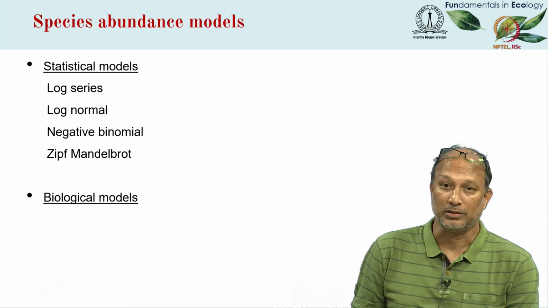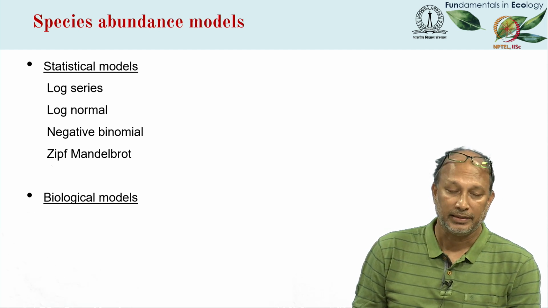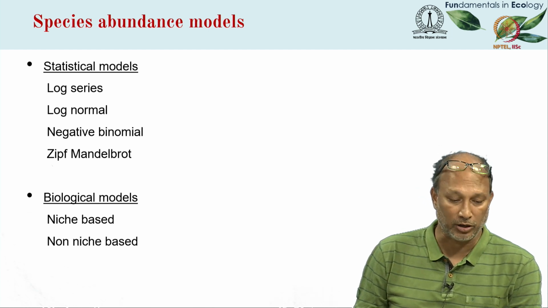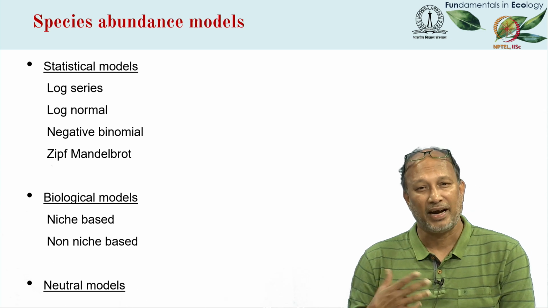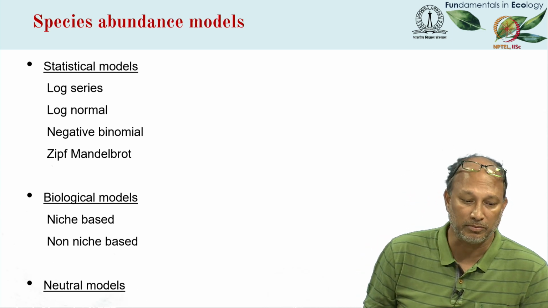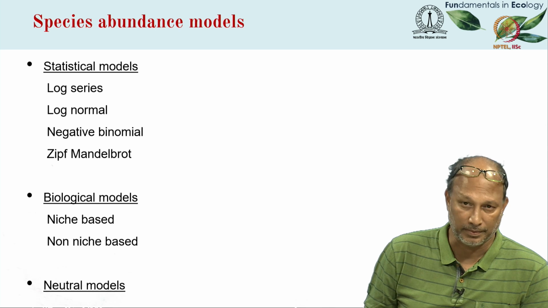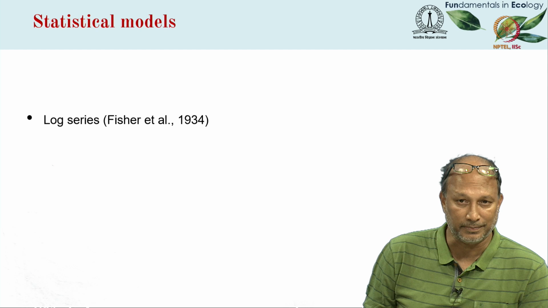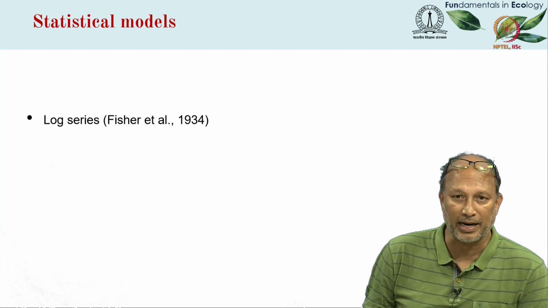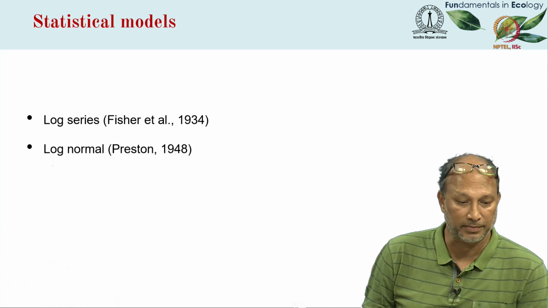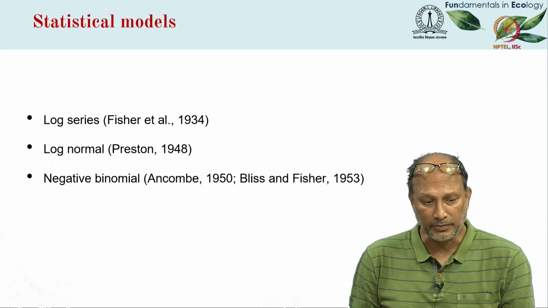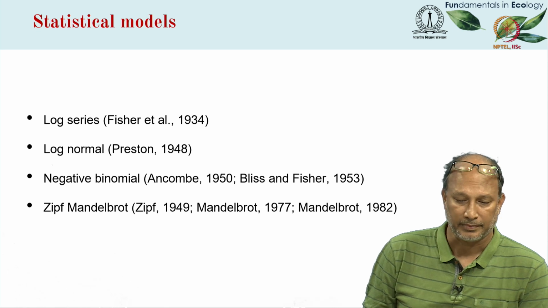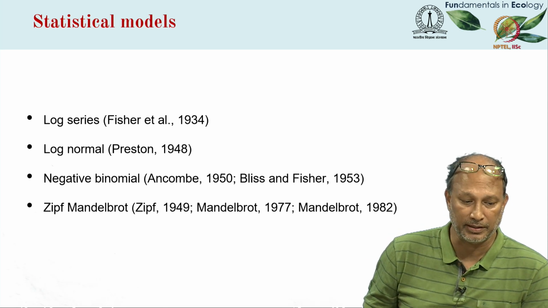There are also models of species abundance that have been based on underlying processes that are either niche-based or non-niche based. And finally, there's a class of models that we're going to call neutral models that we will also try and understand today. The statistical models, Fisher proposed the log series back in the 1930s. Preston proposed the log normal. And there's, of course, the negative binomial and the Zipf-Mandelbrot that were proposed in the 40s and 50s and developed later on.